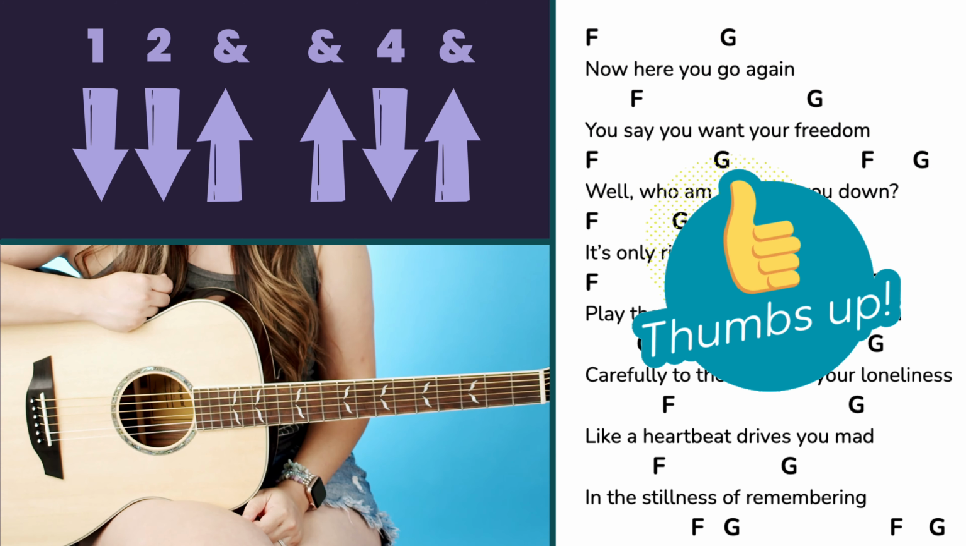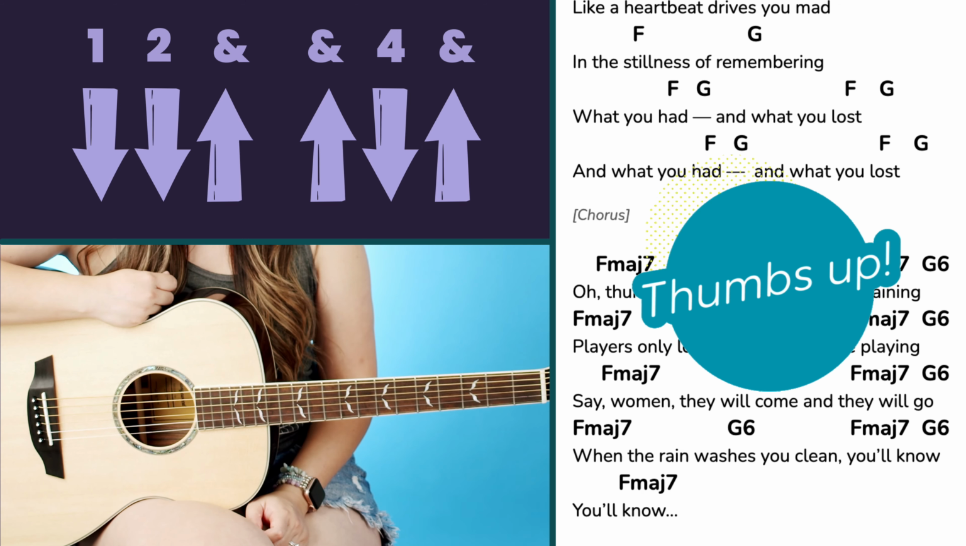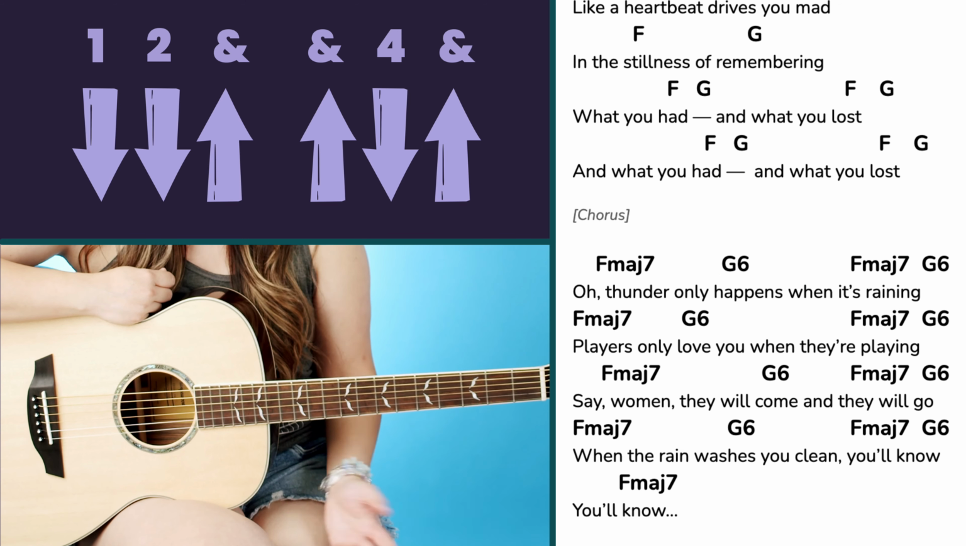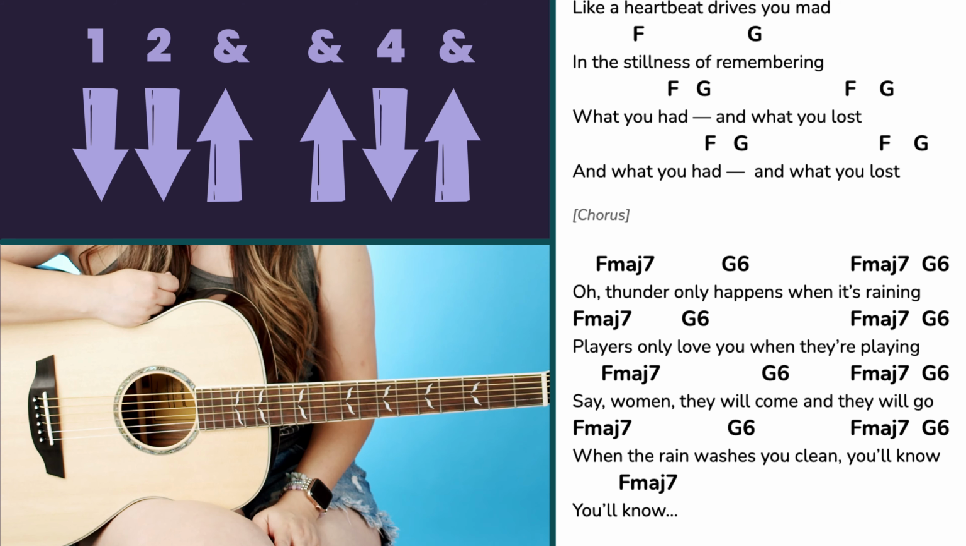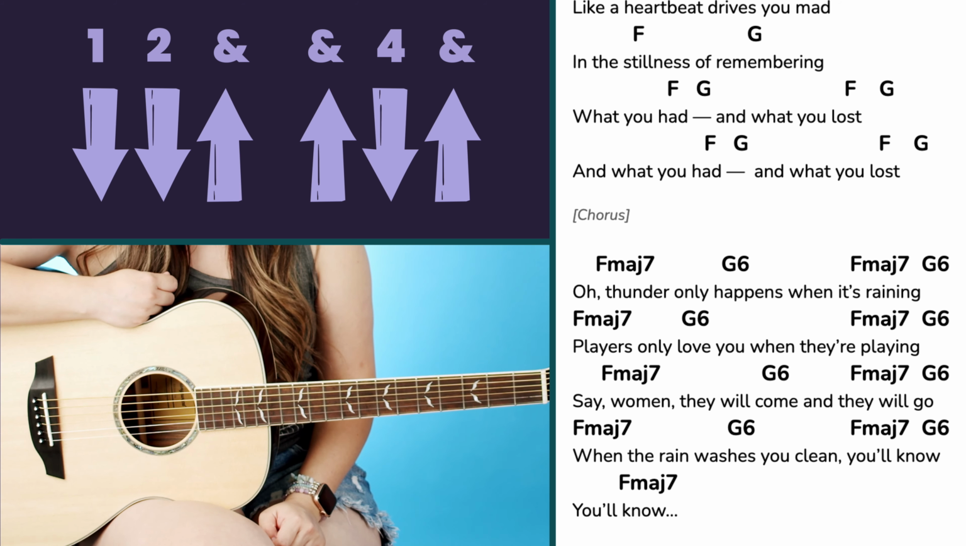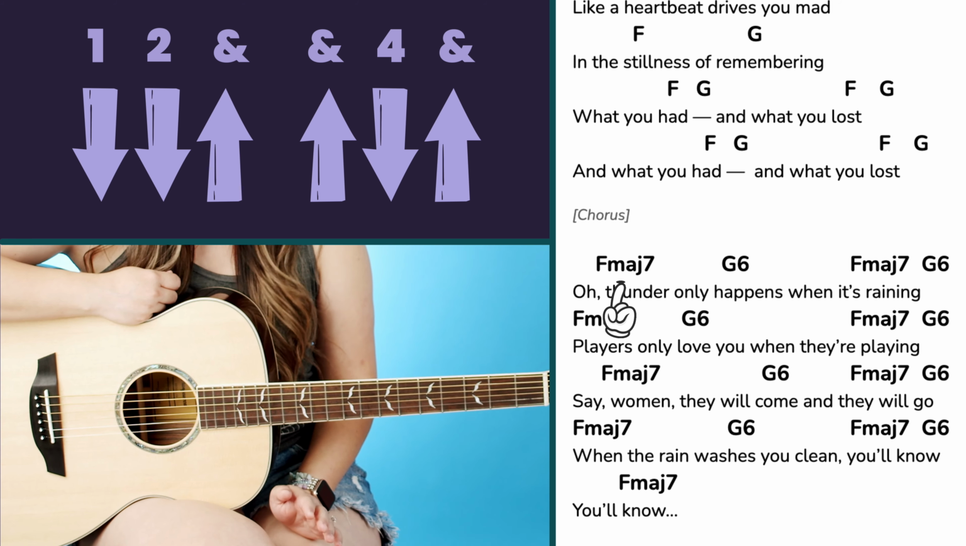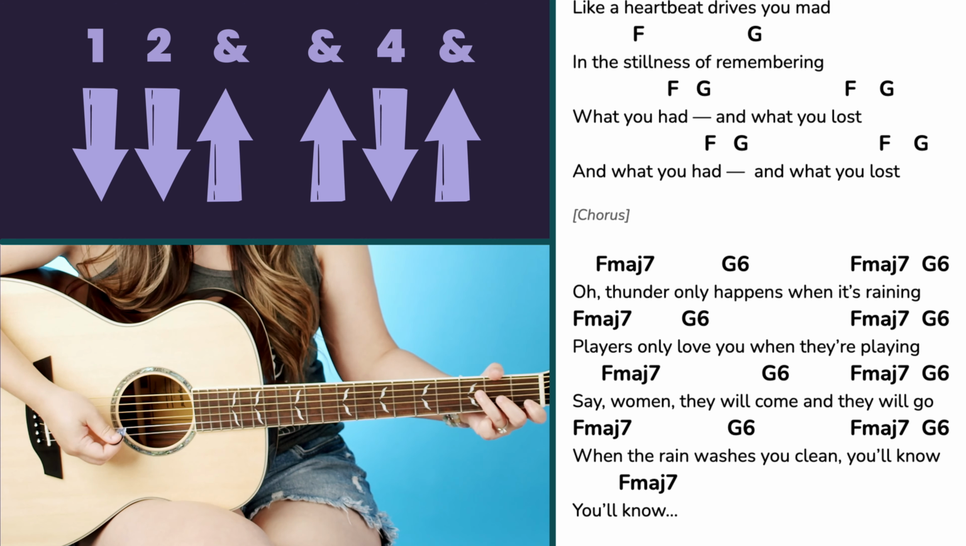And again, for the chorus, like I said, this strumming pattern can be used for the whole song, including the chorus. So the only difference here is instead of F and G, we're going to be going between our Fmaj7 and our G6. But the strumming pattern's the same.